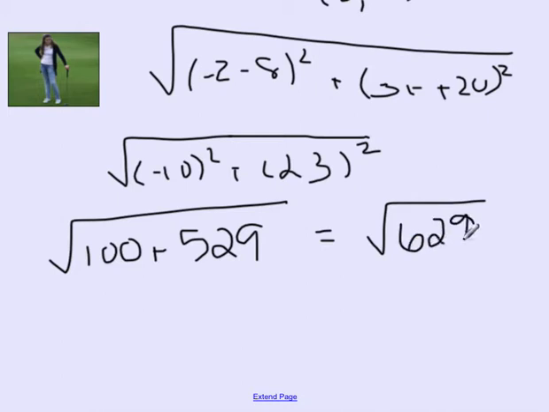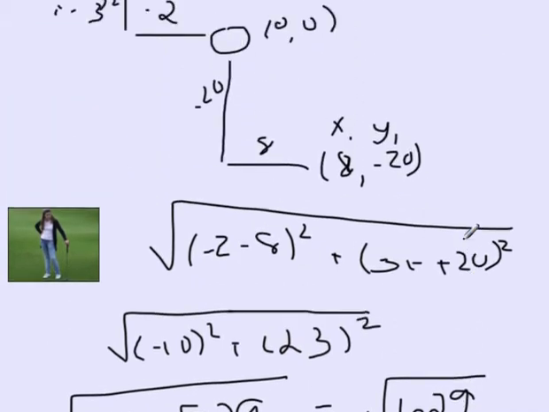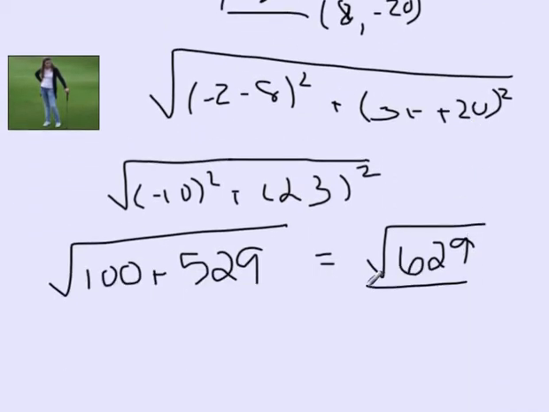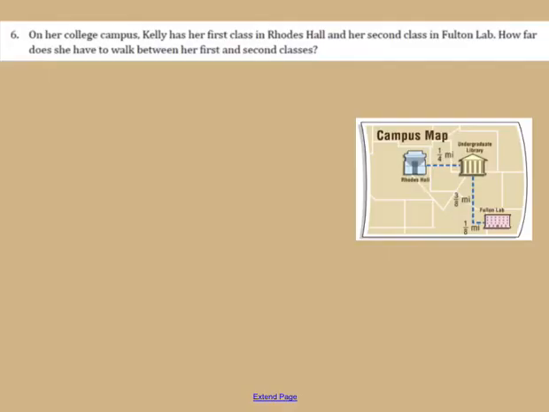So then I took 629 and I tried dividing it by 3, by 7, by 11. I tried dividing it by basically any prime number I could think of. And I didn't end up finding any pairs at all. So this right here is your simplified radical because there are no pairs. The last thing we need to do is label it. So that is how many feet it went in total. Let's go ahead and take a look at number 6 now.